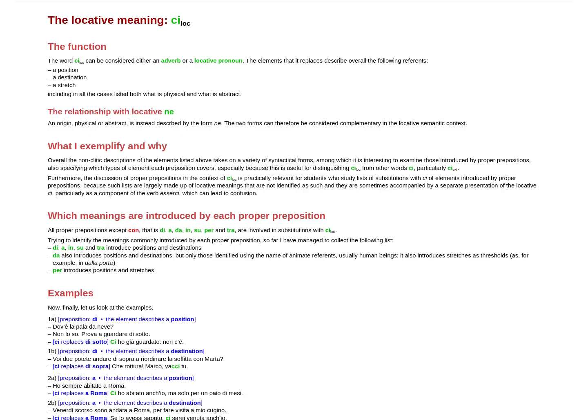It is useful to reiterate that this list concerns the elements that can be replaced with C locativo, not all the elements that can be introduced by those proper prepositions. Taking per as an example, this preposition also introduces elements that describe a destination. For example, il treno per Trapani. However, this case is not included in my list because I could not find a plausible example in which C locativo is used to replace such an element. At this point in the document, you will find the examples that I wrote for you.